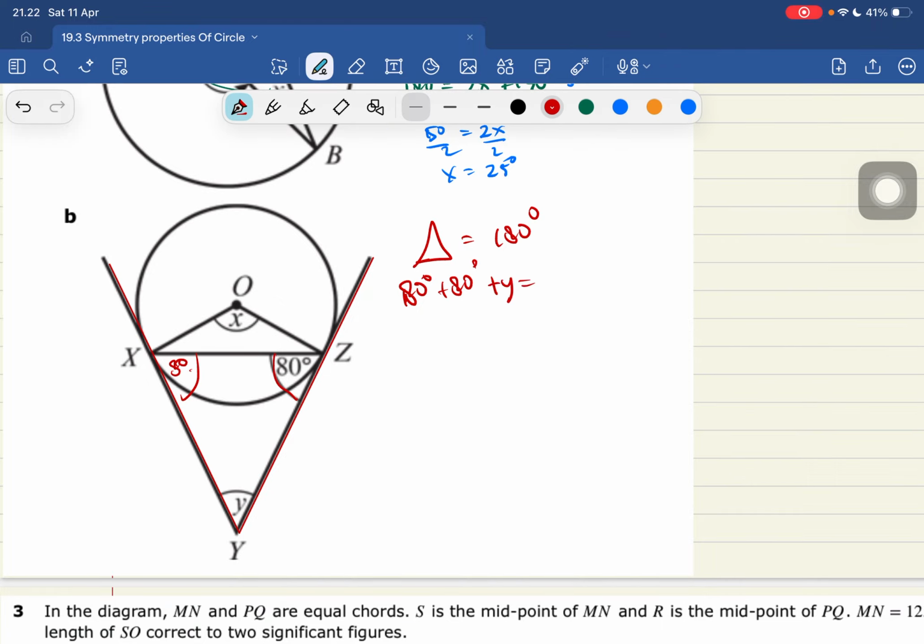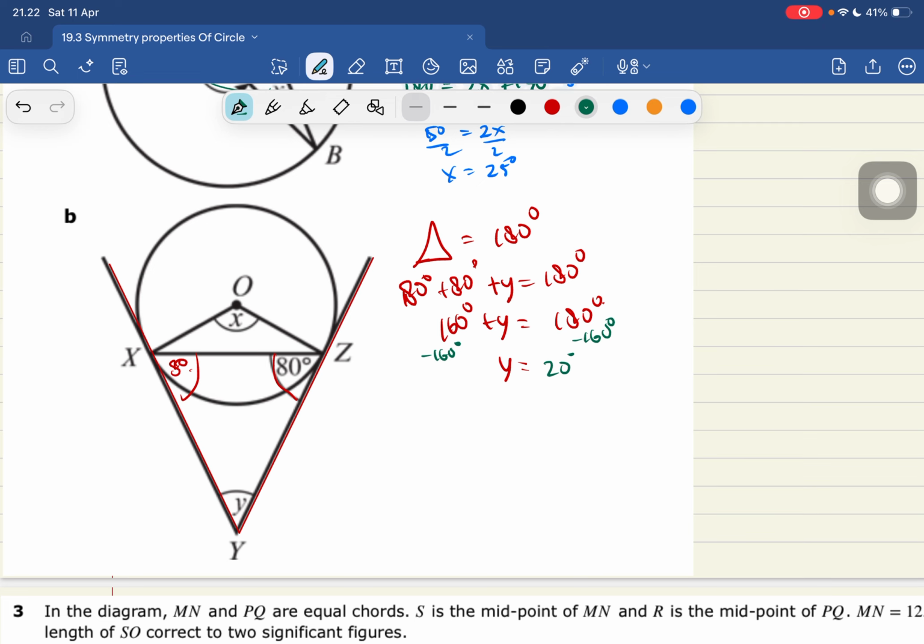Plus y is equal to 180 degrees. 160 degrees plus y equals 180 degrees. So y equals, we subtract 160 from both sides. So y equals 20 degrees.